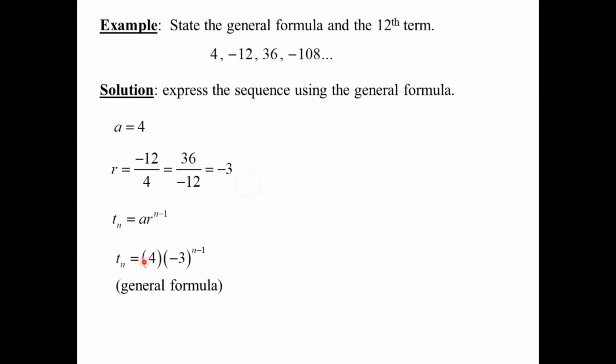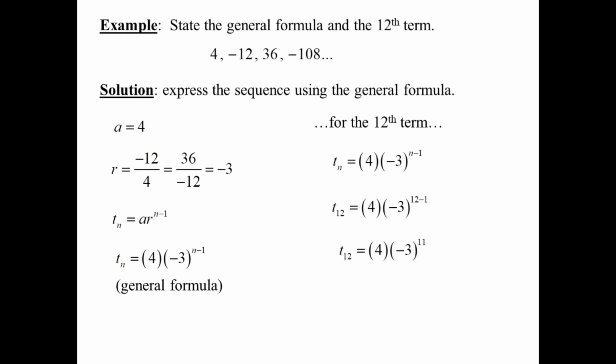And I would ask that you don't multiply 4 times -3 to get -12, because this exponent takes priority over the multiplication. Now, to get the 12th term, we just take the formula we just figured out and plug in 12 for n. And on a calculator, my calculator tells me that this turns out to be -708,588, the 12th term in this geometric sequence.